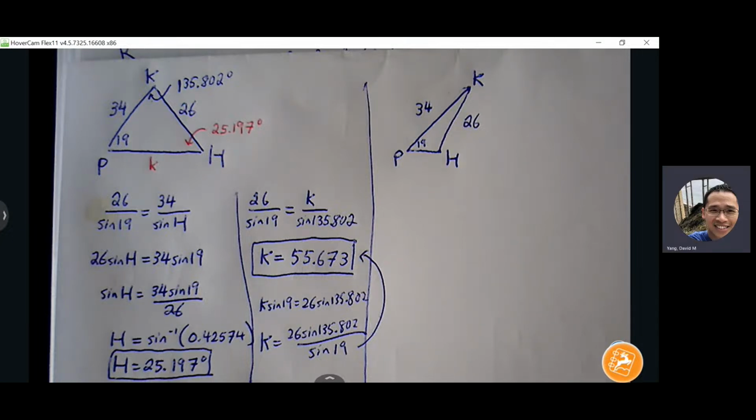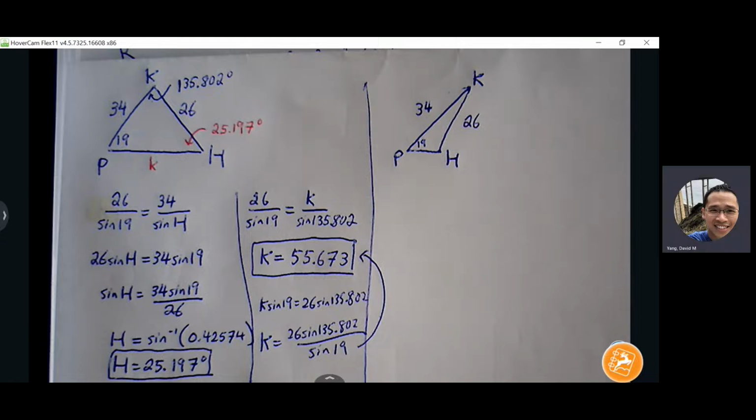We know that the remaining part must be supplementary. So that will be 180 minus 25.197. It's just going to be that nice relationship there. So we know that this 25 is technically here as well, and we know that the base angles are the same. These base angles are the same, then that obtuse angle must be supplementary to that 25.